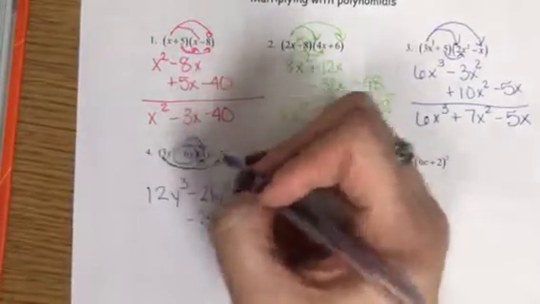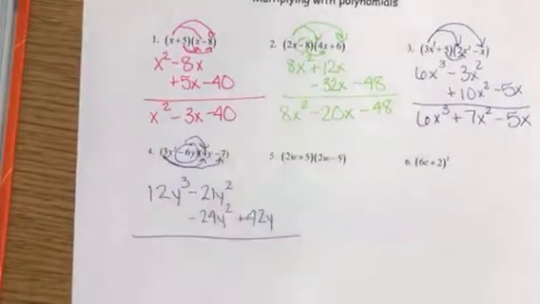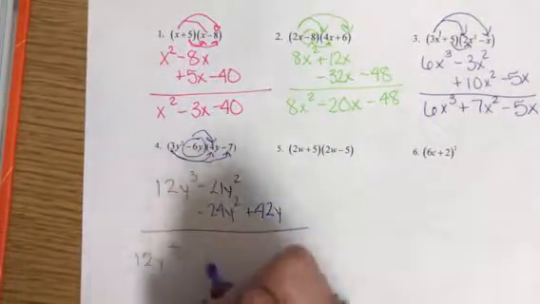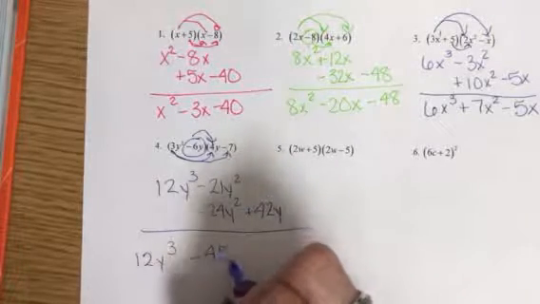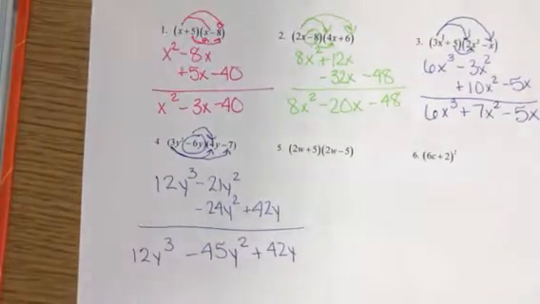And a negative 6y times a negative 7 will give us a positive 42y. When we combine our like terms, this will give us a 12y to the third minus a 45y squared plus 42y.